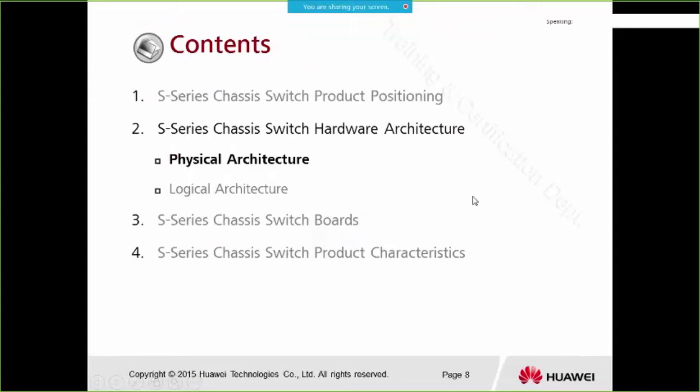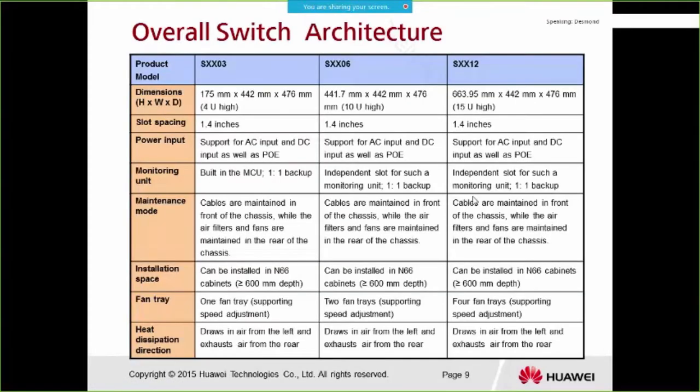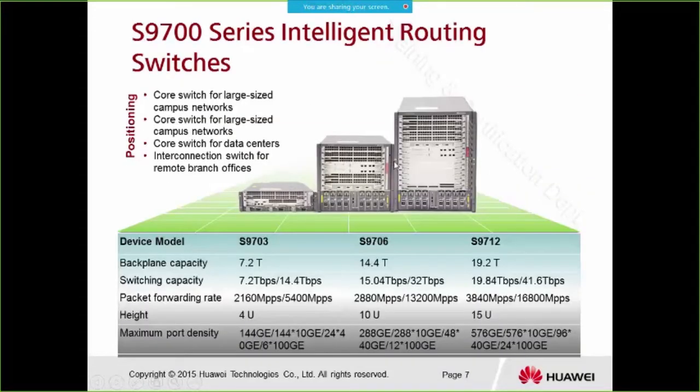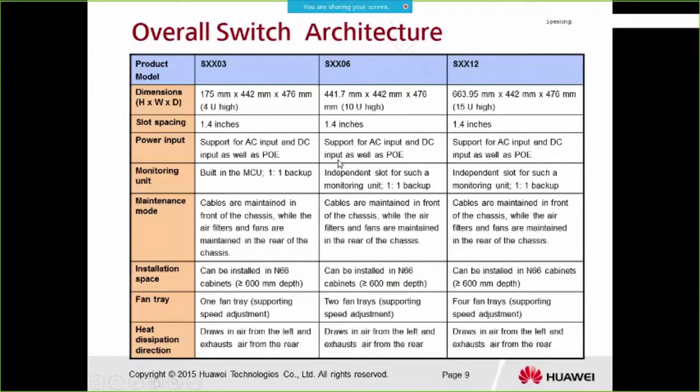Next, I will introduce the physical architecture of our switch. As we know, there are 2 types, 77 and 97. They look the same. The only difference is the performance. Performance is different, but they all look like this. The slot spacing is 1.4 inches. The power input supports AC power and DC power.